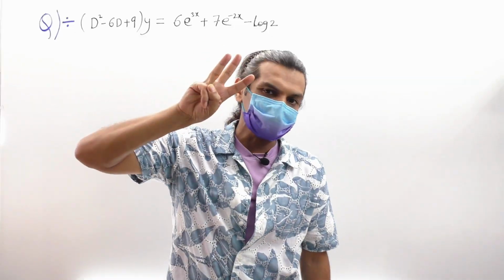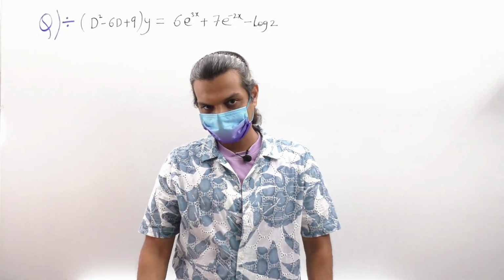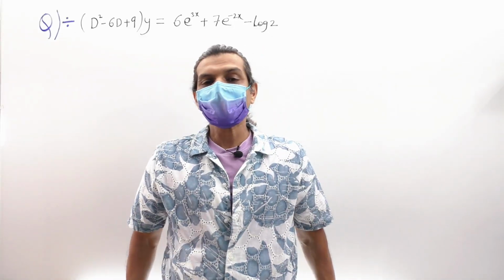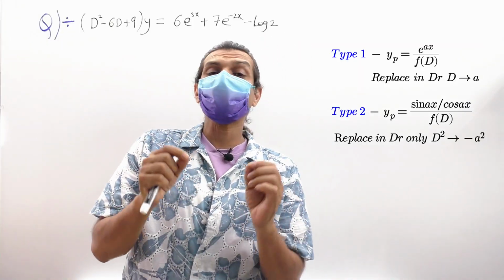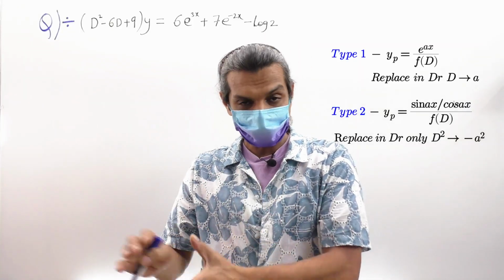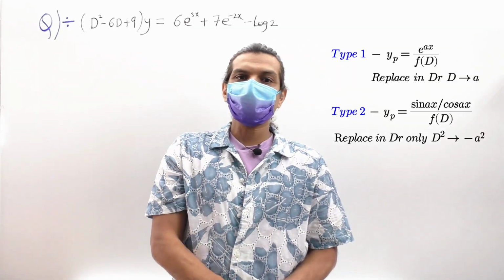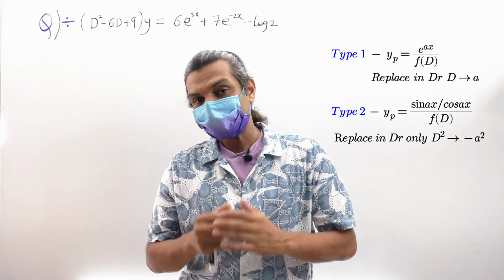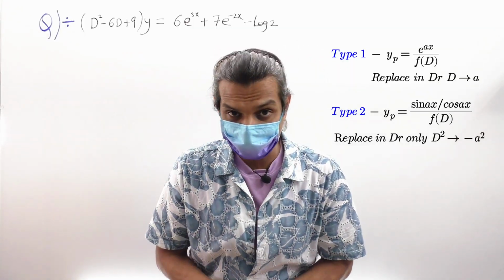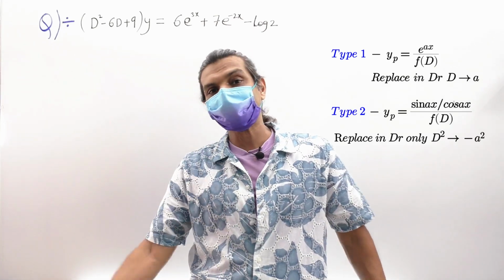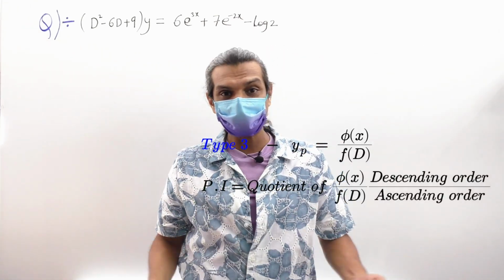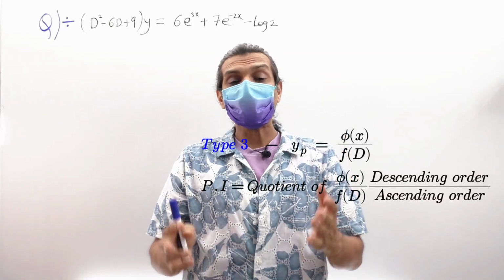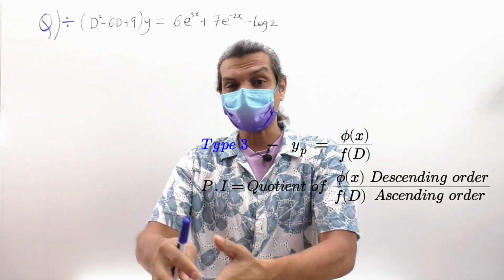We solved all the 3 different types of particular integrals. The first was yp is equal to e raised to ax upon f of D. Here we replace only D in the denominator by a. The second type was something different, trigonometry: sin x or cos x upon f of D. Here we replace only D square by minus a square, we do not touch the D's. And type 3, which was solved in the last video, was yp is polynomial upon f of D, or algebraic expression upon f of D.